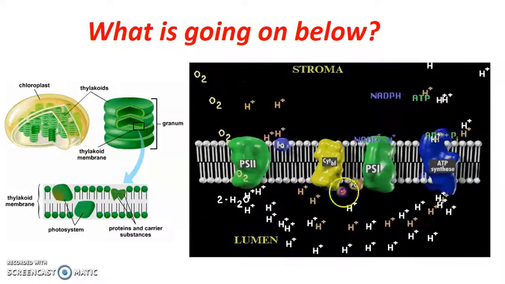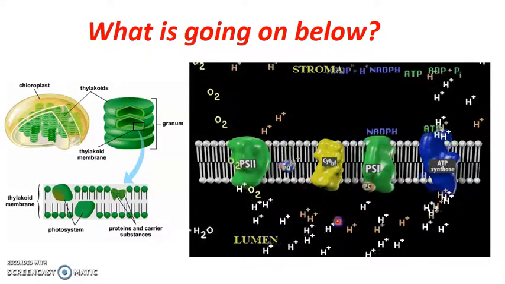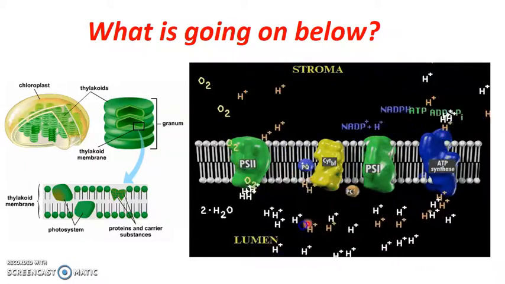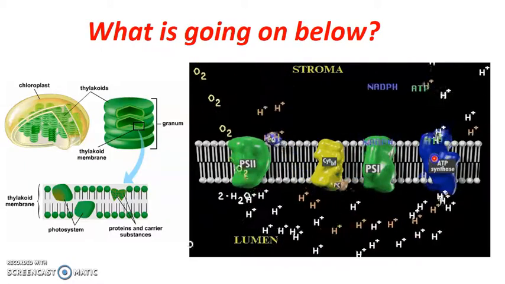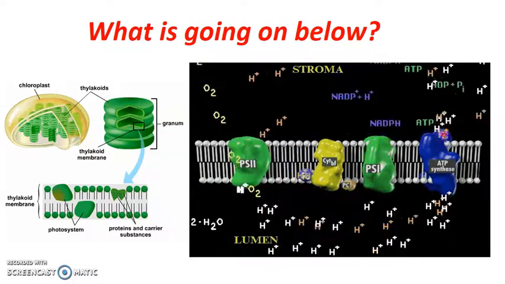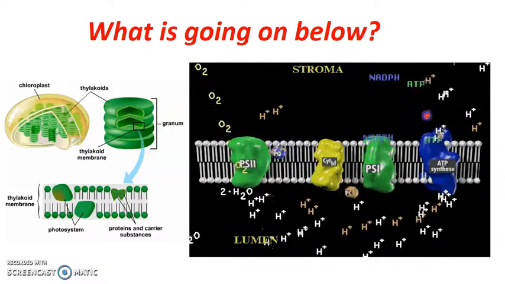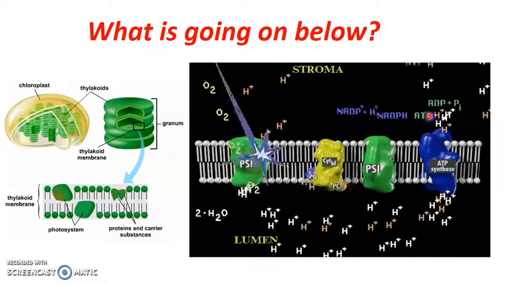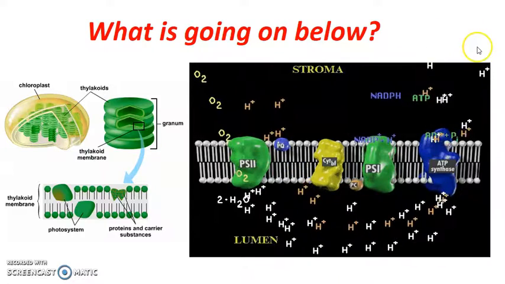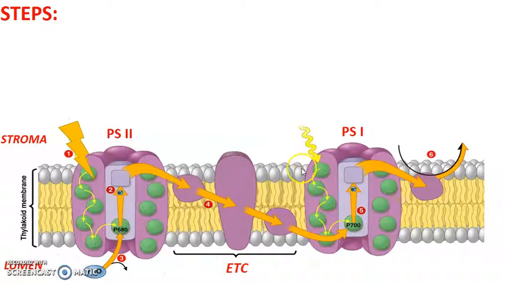And as the electrons flow, you create a hydrogen ion gradient in the lumen, which is used by ATP synthase to spin like a turbine to make ATP. So here's those two products up above, NADPH and ATP, that are being made in the light reactions. So let's dive into how this is going on.